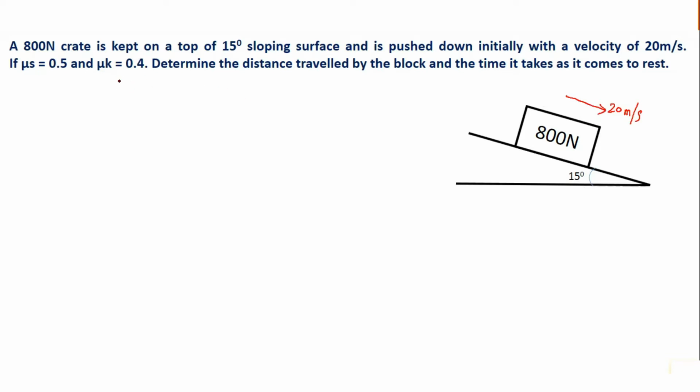Now, this is the confusion or the mistake the students make while solving the problem. Mu s means coefficient of static friction and mu k means coefficient of dynamic friction. As this body is moving with a velocity of 20 meter per second, it is in dynamics, so the friction value we should use is mu k equal to 0.4 and not mu s equal to 0.5. Determine the distance traveled by the block and the time it takes to come to rest.